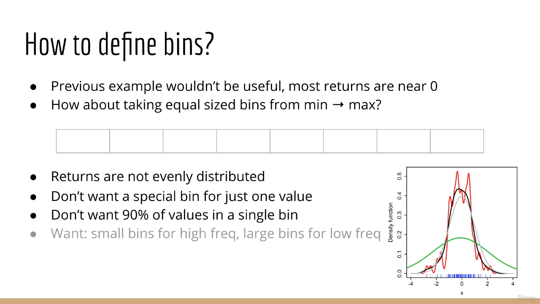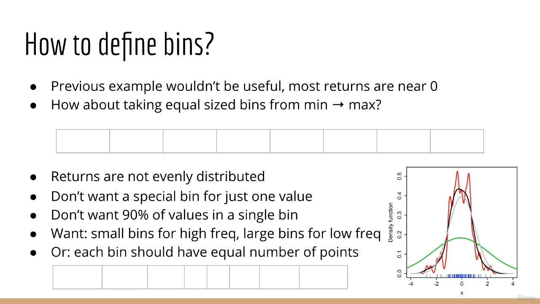So what we would like to do is define our bins according to frequency. That is, areas with higher frequency should have smaller bins, and areas with lower frequency should have larger bins. The bins on the left and right should extend to infinity. Luckily, there is an equivalent and easier way of saying this. It's simply that each bin should contain an equal number of data points.